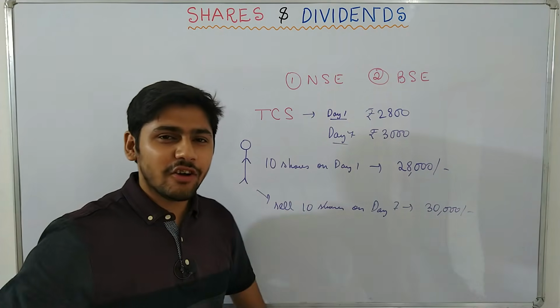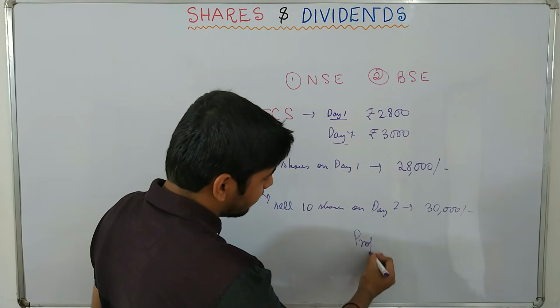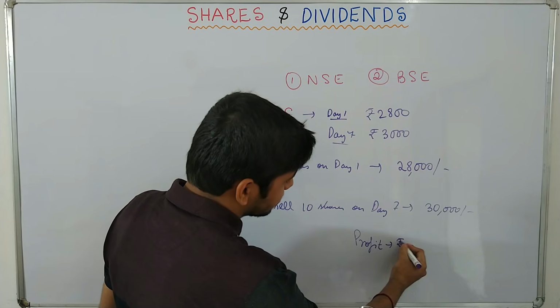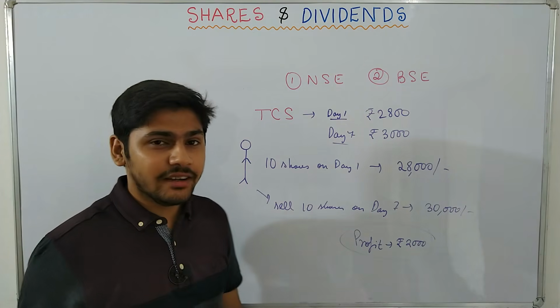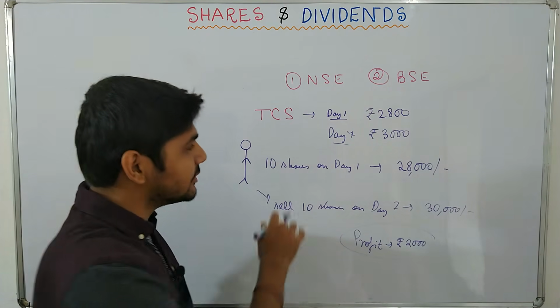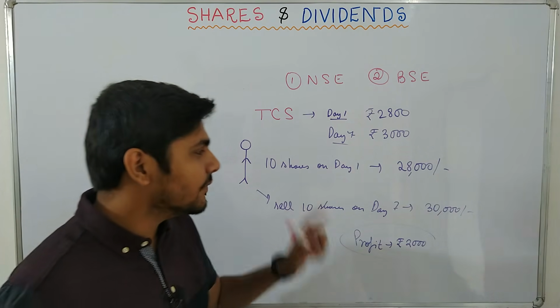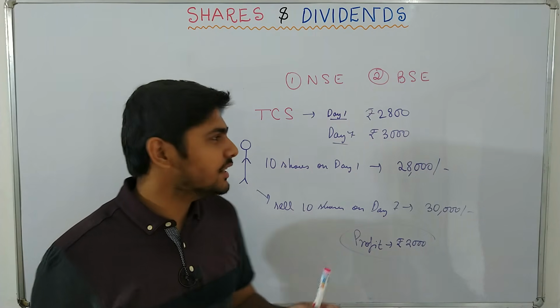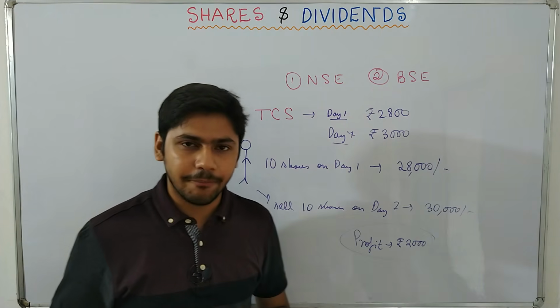So over a period of 7 days, he is able to earn a profit of rupees 2000, which is a good amount of profit given that the investment period is only 7 days. So this is what share traders do. They try to make money out of shares of many different companies listed on the 2 stock exchanges of India.